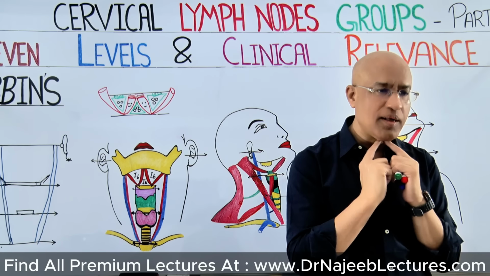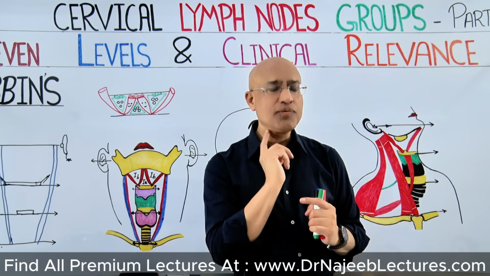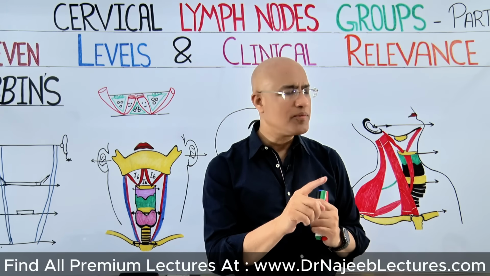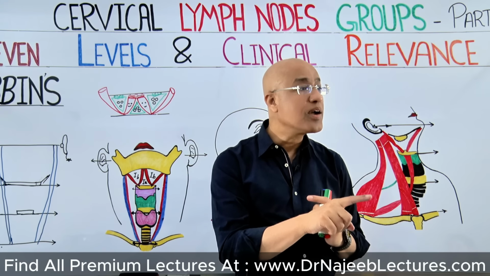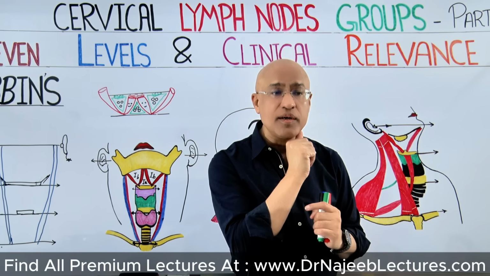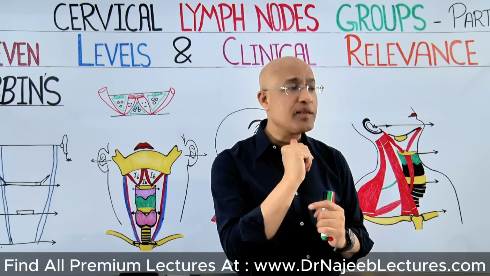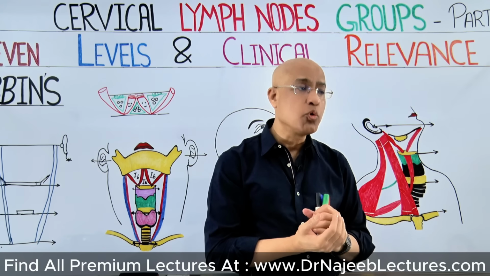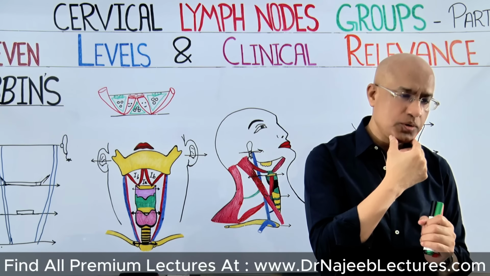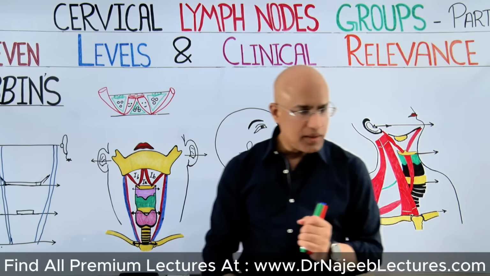So whenever you think of level 1, if the nodes are enlarged and tender, don't think of cancer. More chances it will be infection. But if there are lymph nodes enlarged here and they are firm, fixed and non-tender, you have to rule out cancer in the floor of mouth or floor of oral cavity. Cancer should not be there.